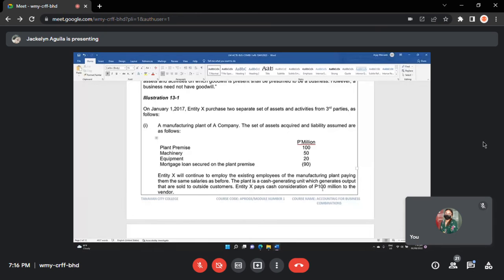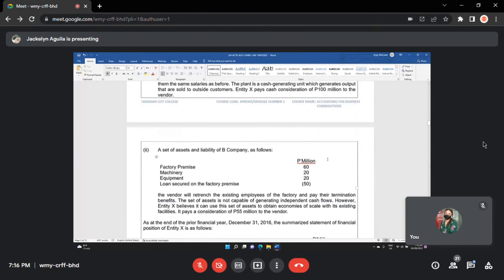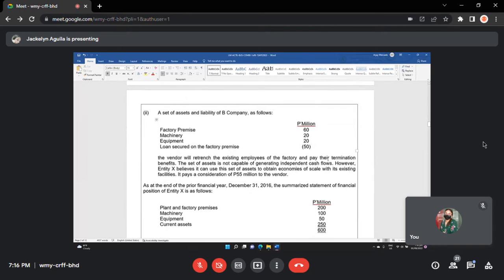Second, a set of assets and liability of B company as follows. Factory premise 60 million pesos, machinery 20 million pesos, equipment 20 million pesos, loan secured on the factory premise 50 million pesos. The vendor will retrench the existing employees of the factory and pay their termination benefits. The set of assets is not capable of generating independent cash flows. However, Entity X believes it can use this set of assets to obtain economies of scale with its existing facilities. It pays a consideration of 55 million pesos to the vendor.